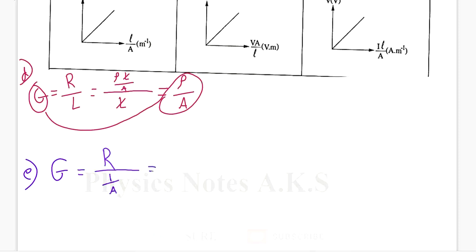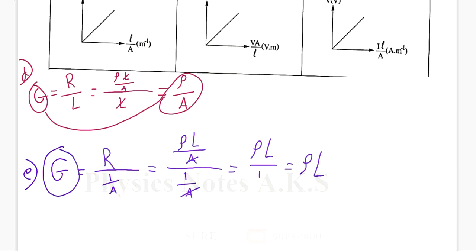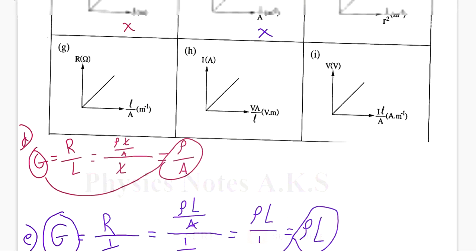So here this is the main fraction. Resistance I can write as resistivity multiplied by length over area, and down here I have 1 over area. So I can cancel the area with the area. I still have rho L over 1, which is rho L. So the gradient in part E is resistivity multiplied by length. This is part E.